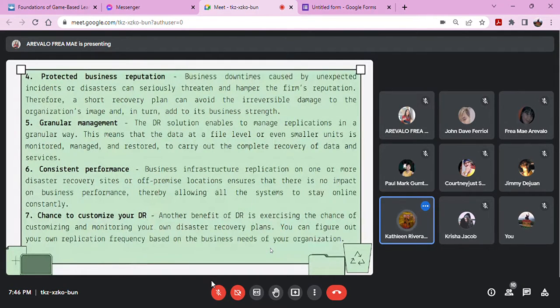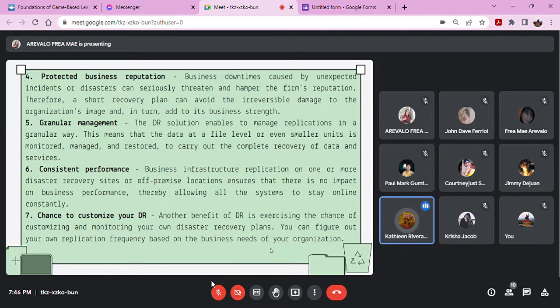Number four, protecting business reputation. Business downtimes caused by unexpected incidents or disasters can seriously threaten and hamper the firm's reputation. Therefore, a short recovery plan can avoid irreversible damage to the organization's image and, in turn, to its business strength. Number five, granular management.